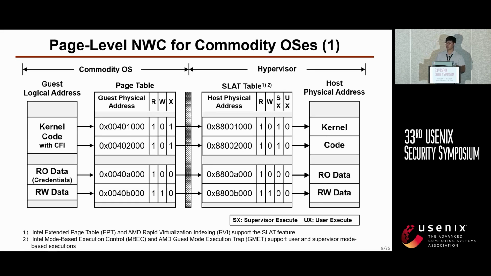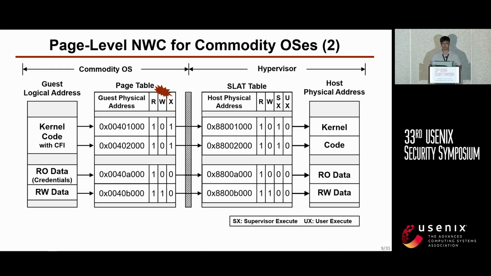This slide shows the effectiveness of page-level non-writable code. On the left side, page tables protect CFI-enforced code and read-only data with their own permissions like read, write, and execute. On the right side, SLAT tables protect the areas again with their own permissions: read, write, supervisor execute, and user execute. Even though the attacker can modify page tables in the kernel and set write permissions, code and credential modifications are prevented because SLAT tables still have the original permissions like this.